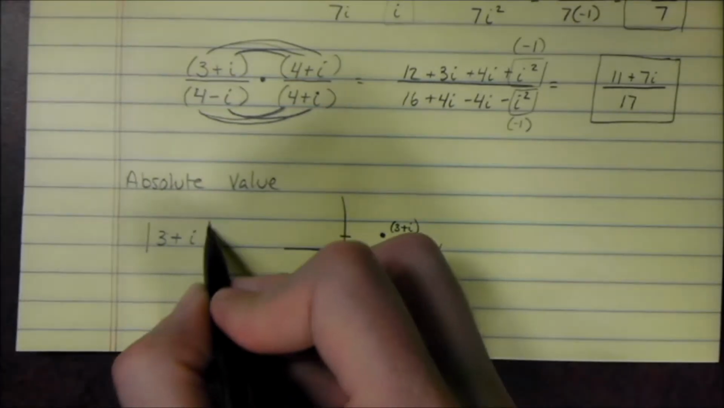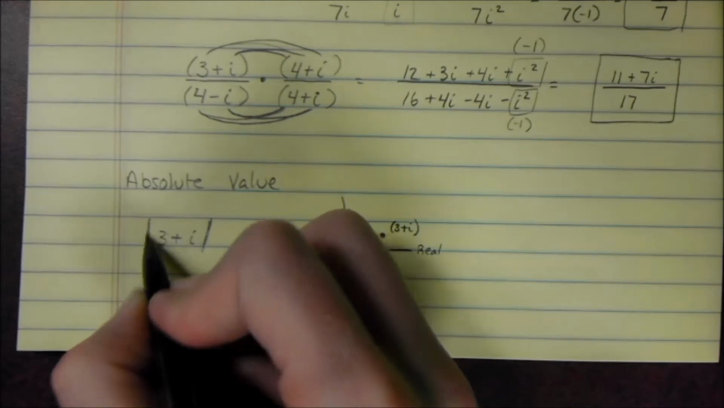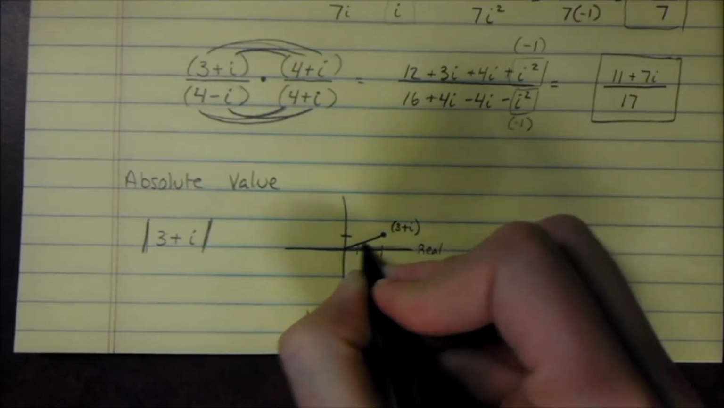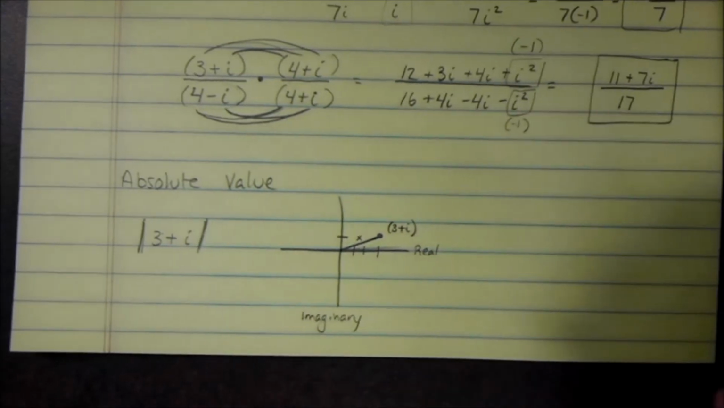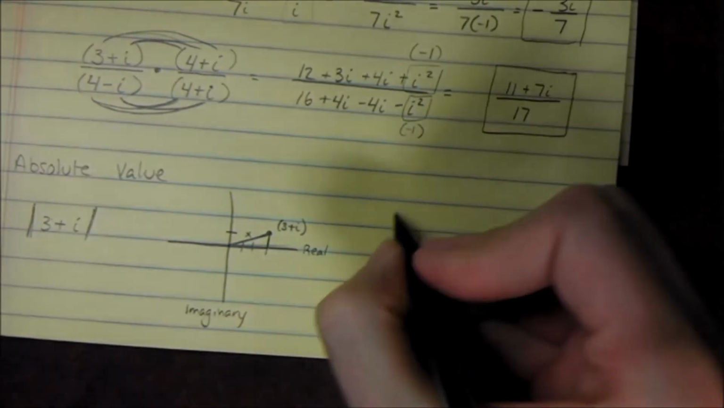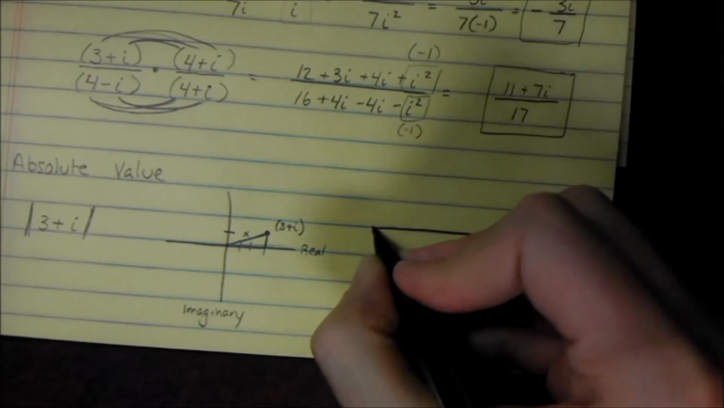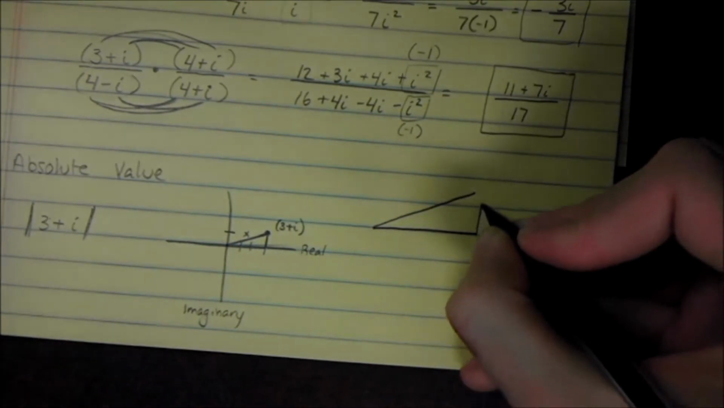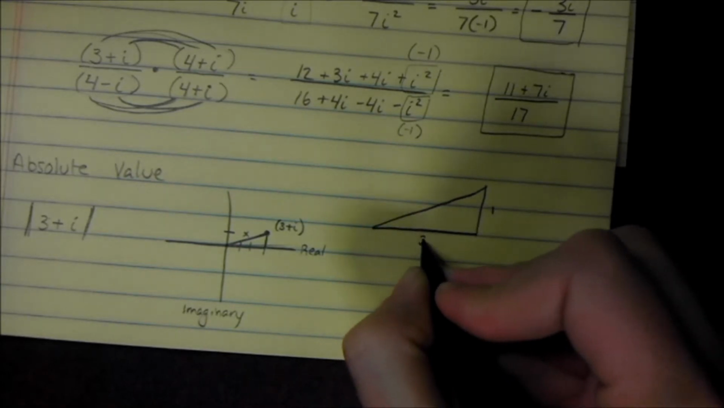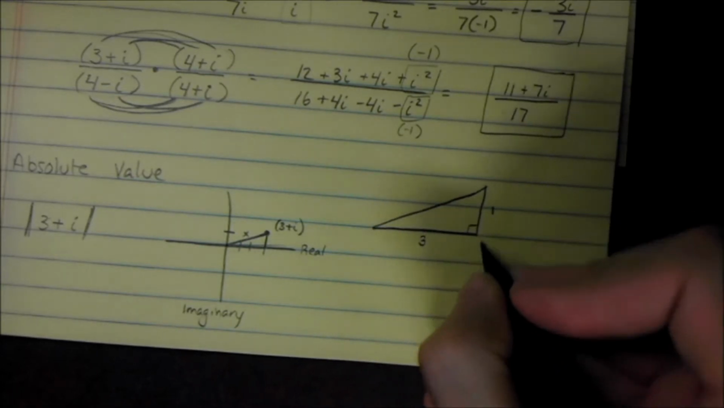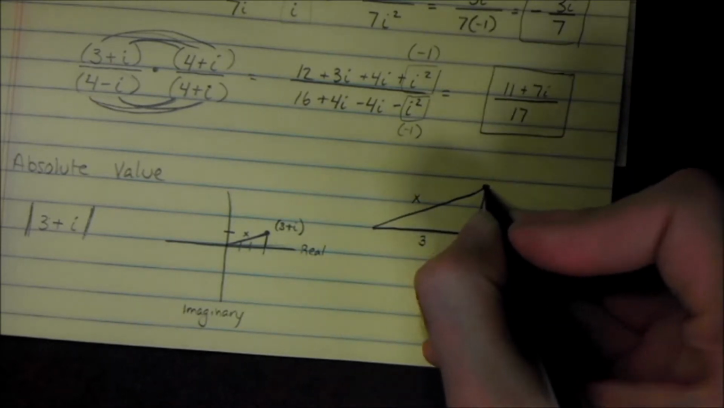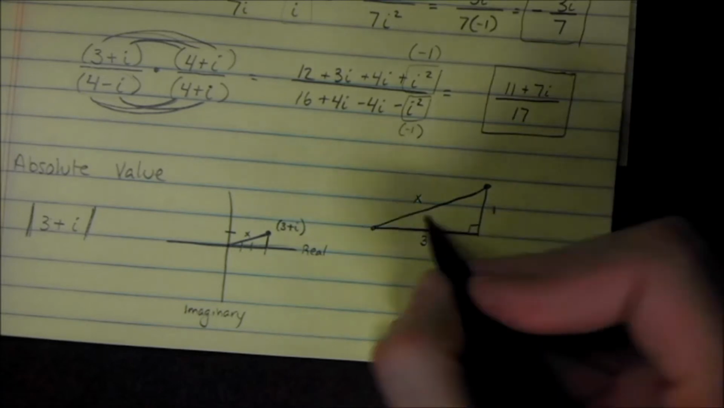So absolute value, what we're measuring there is the distance from 0. How far is that away from the origin? So notice here that if I just drop this line down, what I've got is a right triangle. Notice that the height of my right triangle is 1. The length here is 3. And I can use the Pythagorean theorem to find how far this point is away from the origin, to find this distance.